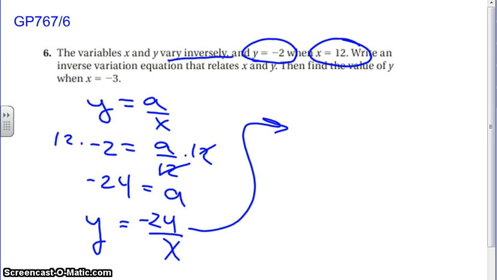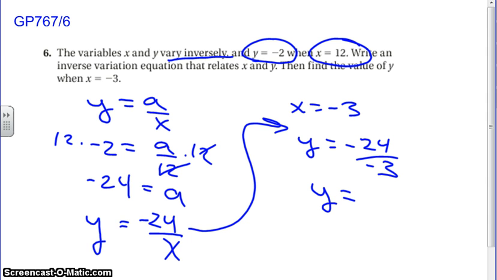So now we can do part 2. What is the value of y when x equals -3, right? And we just plug it in. y equals -24 over -3. So y equals 8. Okay, that's all you have to do. You're going to have a series of questions like that. Write the equation and then find another value given a different x.